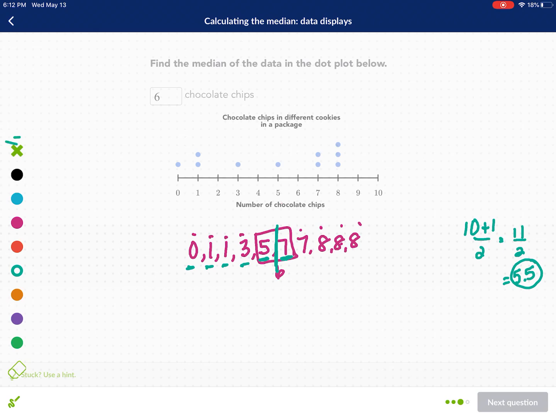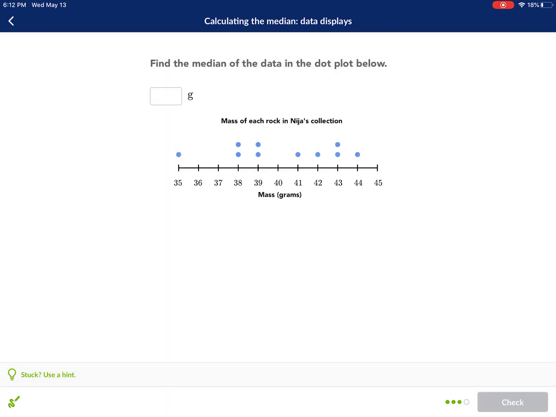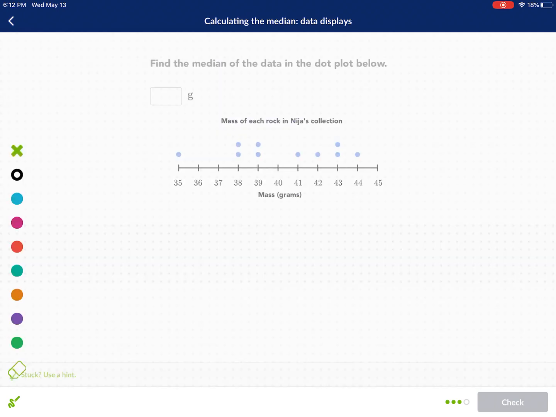All right. Let's move on to our next question. Find the median of the data in the dot plot below. Oh, me just collecting rocks. Isn't that sweet? All right.